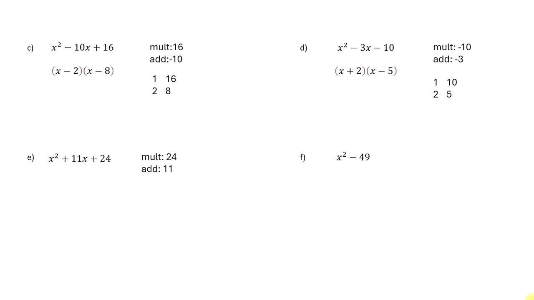Question E, we're looking for two numbers that multiply together to be 24 and add together to be 11. 1 and 24 won't help us. 2 and 12 won't help us. 3 and 8 will, however. 3 times 8 equals 24, and 3 plus 8 equals 11. So our answer is x plus 3, x plus 8.